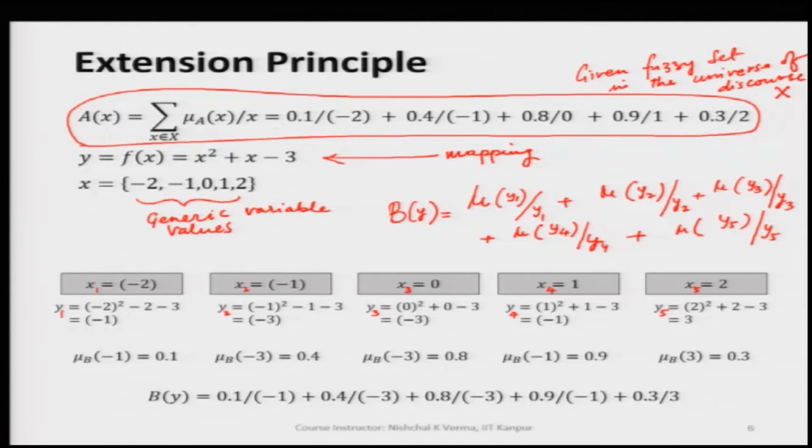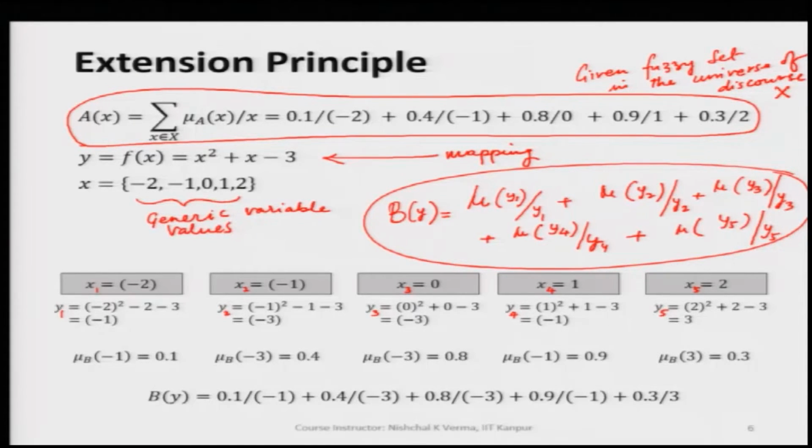So, this means that the mapping function is helping us to compute y1, y2, y3, y4, y5 corresponding to the generic variable values defined in the universe of discourse capital X. When this is known, we directly substitute this in the equation B of y, this fuzzy set. So, all y1, y2, y3, y4, y5 are basically substituted.